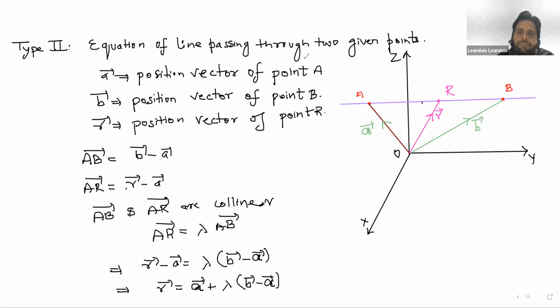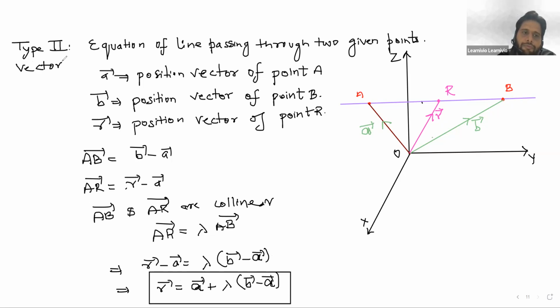Okay. So this is your formula. This is your vector form. R is equal to A plus lambda times B minus A. This is a vector form. So what is A? It is a point through which the line is passing. B is the second point through which the line is passing. So if you need to find the vector form, then we will use this formula. R is equal to A plus lambda times B minus A.